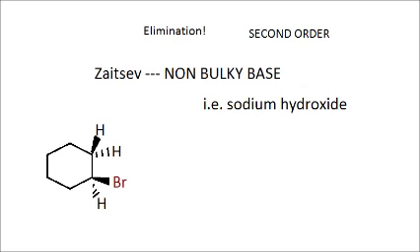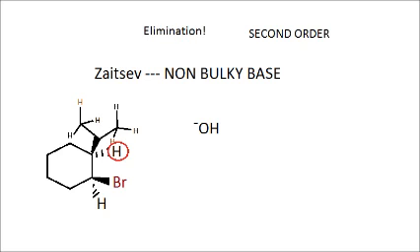Alright, so let's start with bromocyclohexane. Notice we have hydrogens which are anti to the bromine. Let's drop a bulky group on there just for clarity to define Zaitsev versus Hofmann. So let's use a non-bulky base. This hydrogen here is anti to the bromine, the one that's circled in red. There's another hydrogen which is anti to the bromine at the other adjacent carbon atom.